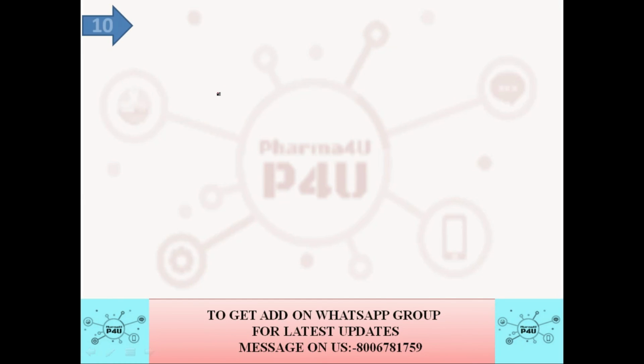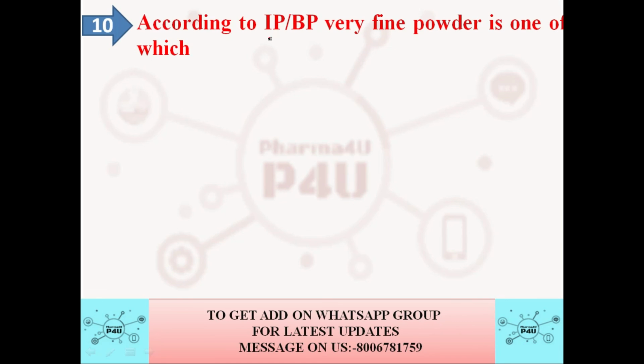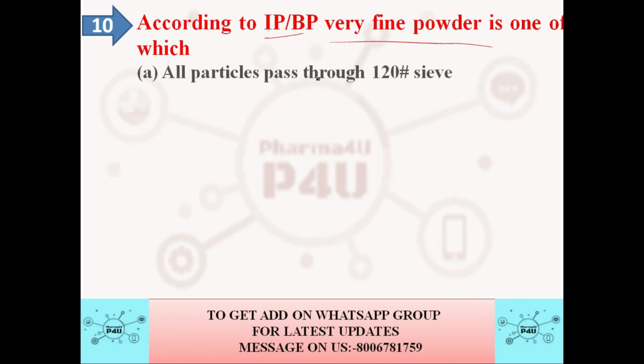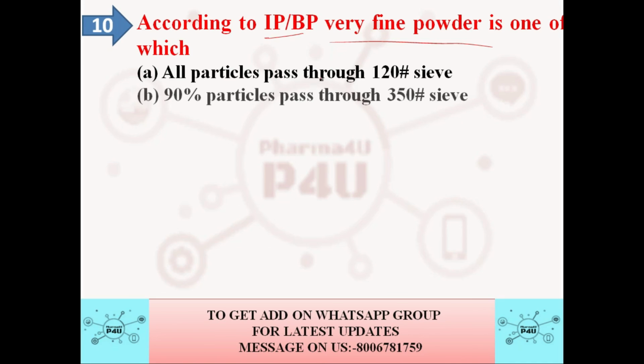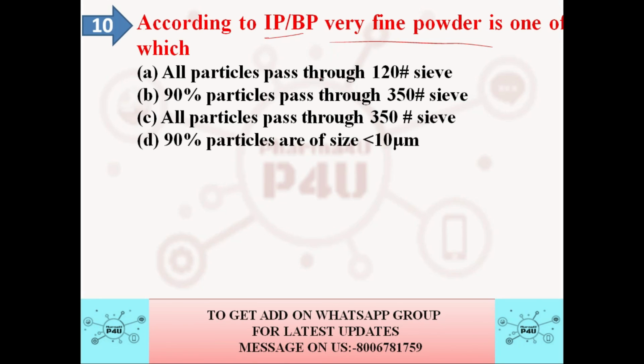Now the next question and last question of this video, according to IP, a very fine powder is one of which all particles pass through 120 number sieve, or 90% particles pass through 350 sieve. Option C is all particles pass through 350 sieve. Option D is 90% particles are of size greater than 10 micrometer. So the correct answer is that all particles pass through 120 number sieve are very fine powder.